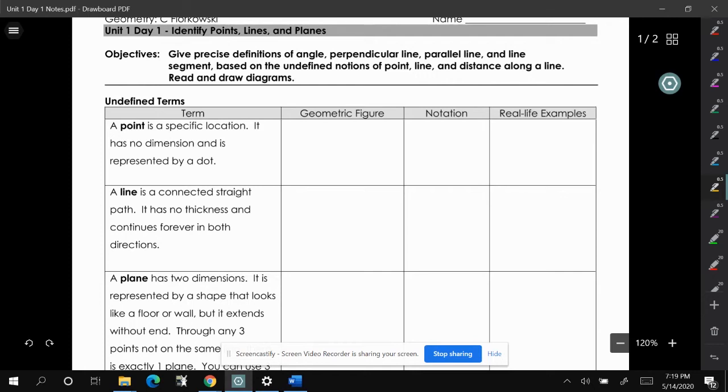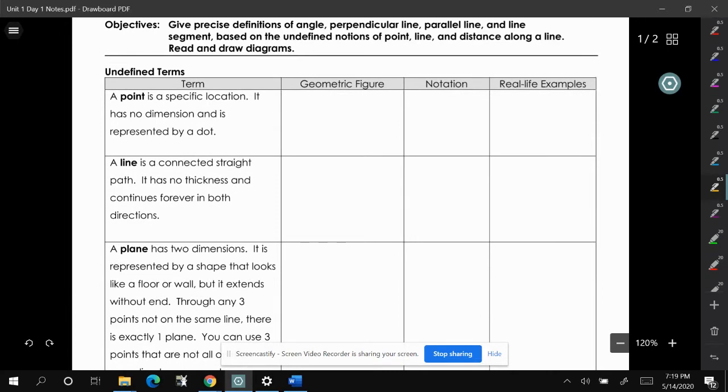In geometry, we use a lot of terminology throughout the year, so it is very important that we have a good foundation and understand what the terms mean, and more importantly, know how to write about them. That way, later on in the course, when you see a certain symbol, you know what that symbol means and you can use it appropriately. So first we have some undefined terms.